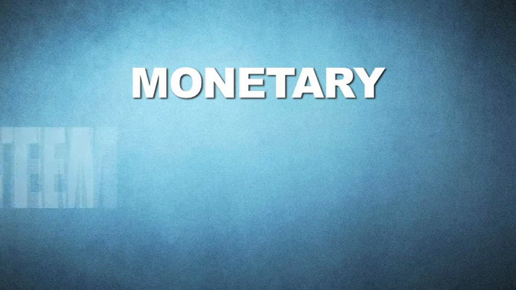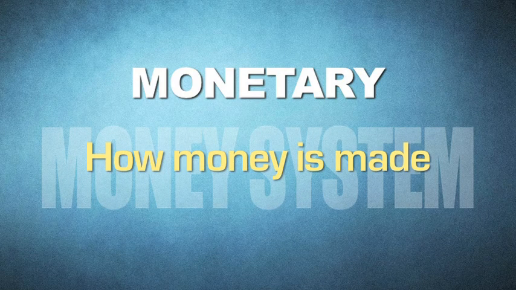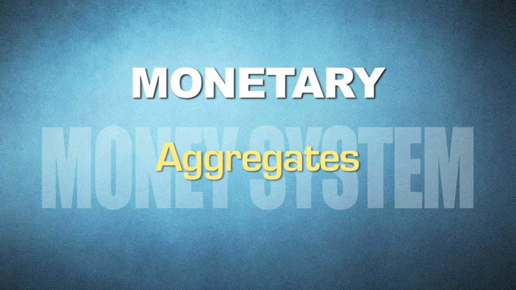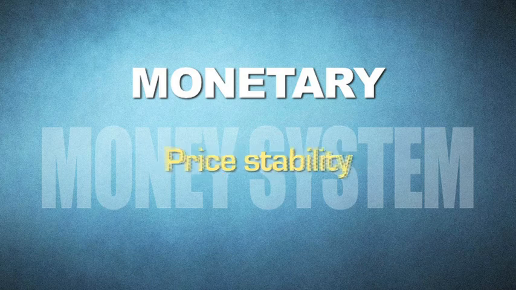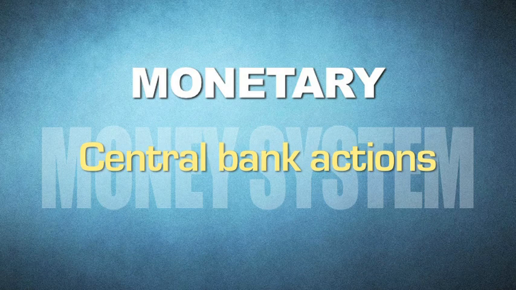Monetary has to do with our overall money system, how money is made. It has to do with aggregates, these $63 words. Aggregate simply means everything all thrown in together. Has to do with price stability, has to do with regular banking, has to do with central bank actions. That's the monetary system, okay? So that leads me to another point. What I'd like to do is talk about the difference between policy and system.